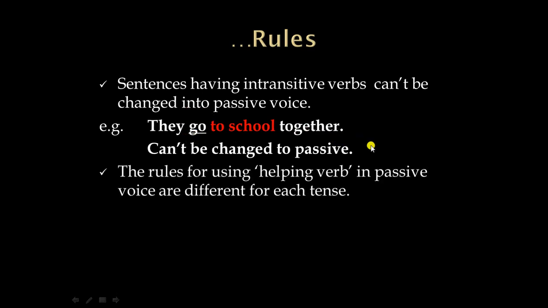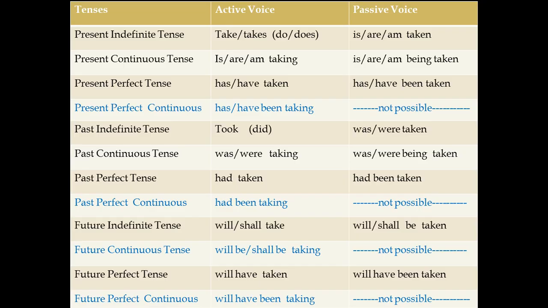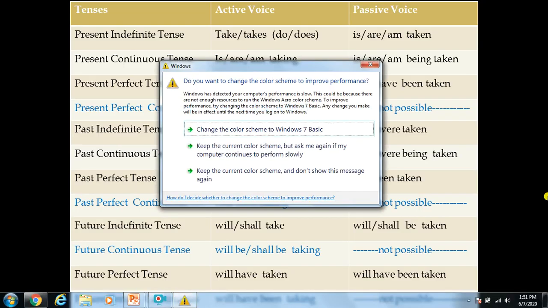The rules for using helping verbs in passive voice are different for each tense. So for each tense, which helping verbs you are supposed to use when you change it into passive voice is all different. You need to learn them, and you can learn them by going through the following table which I have made for you. This can easily be memorized, and later on you can practice it by converting sentences of different tenses into passive voice. Look at this table.